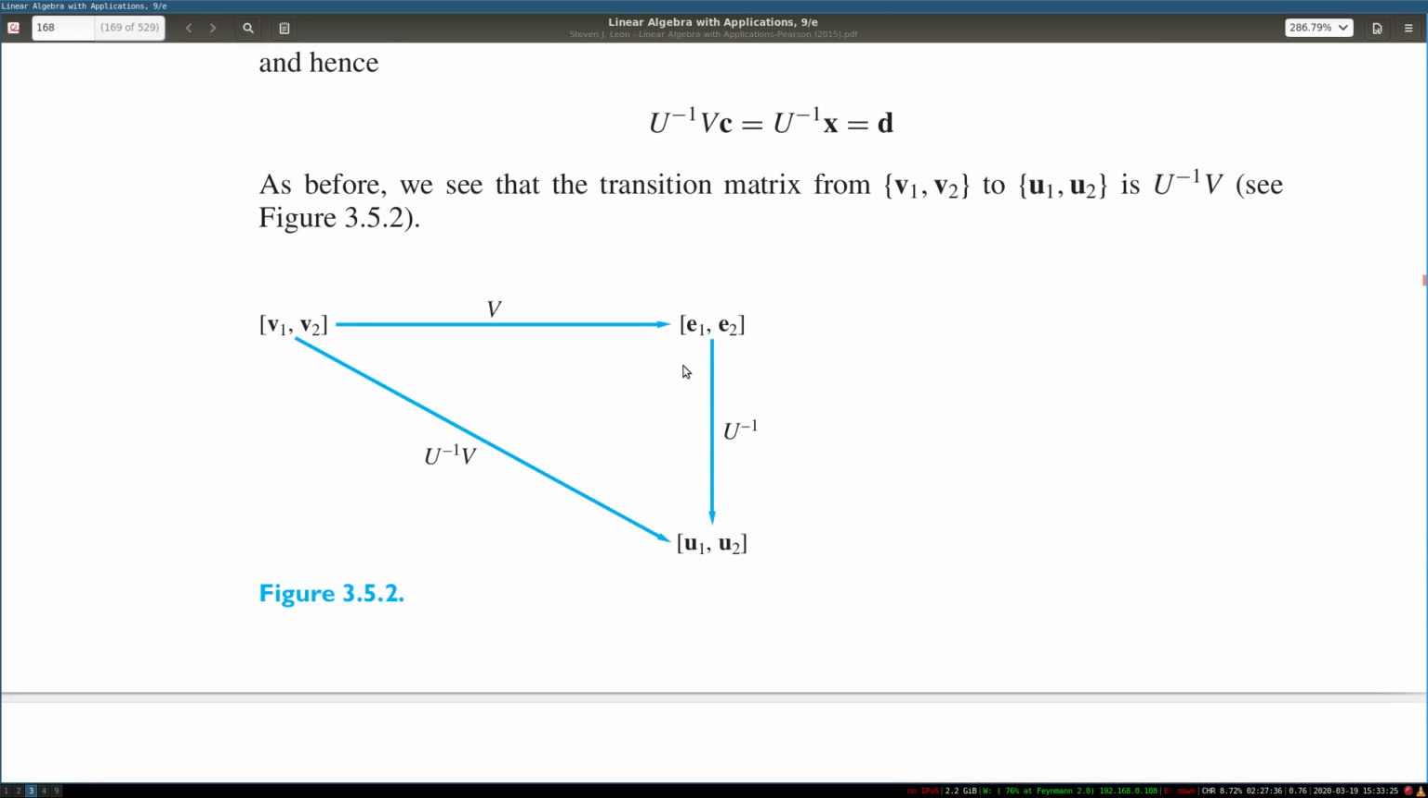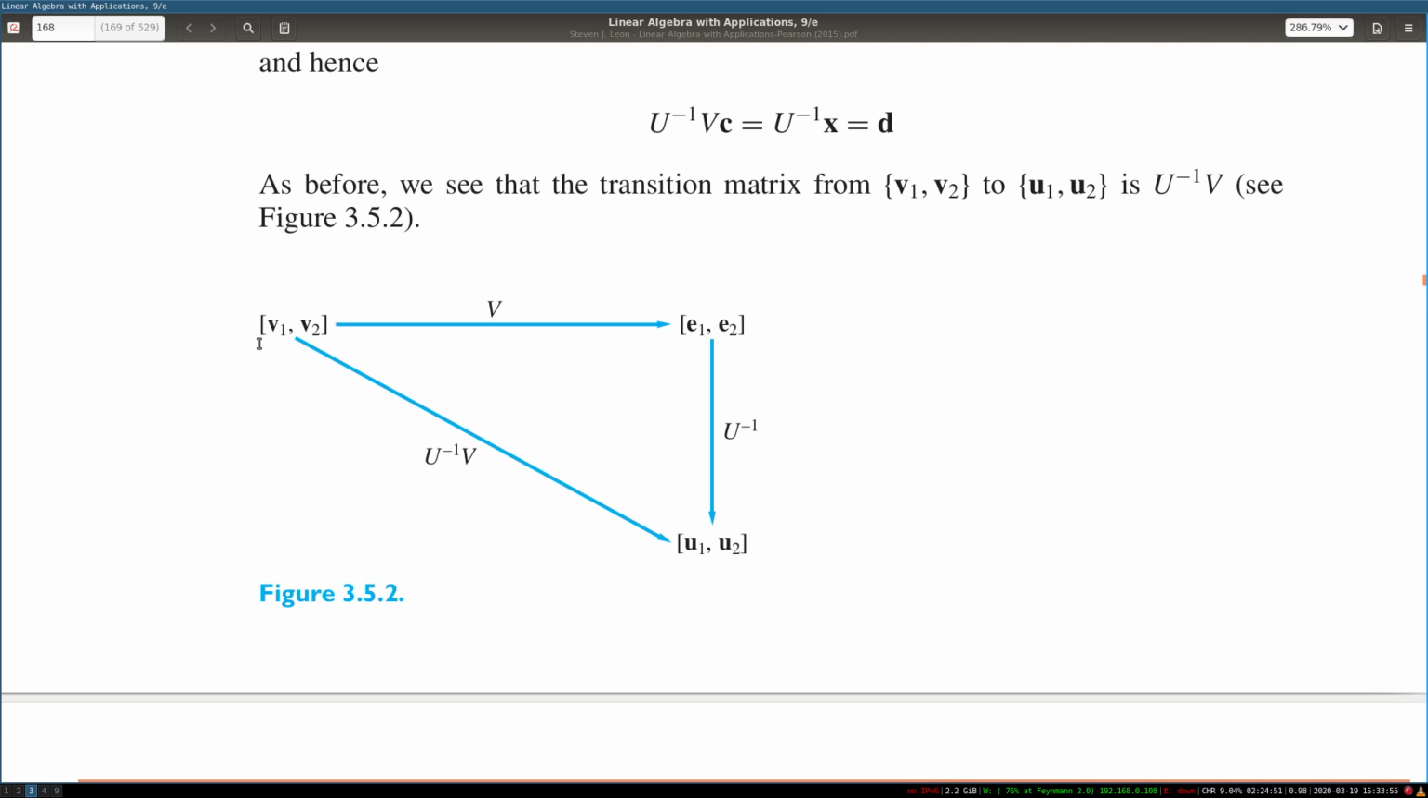So this is the idea of going from a standard basis to two different non-standard bases. To go from a non-standard basis to a standard basis is easy. You just find the transition matrix V. If you want to go from a standard basis to a non-standard basis, first you need to find the transition matrix that takes you from this basis to this, and then if you find the inverse of that matrix, it will take you from the standard basis to the non-standard basis.